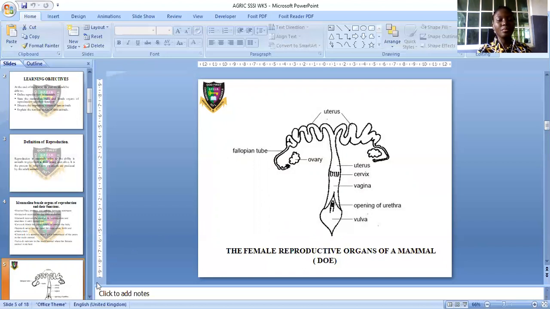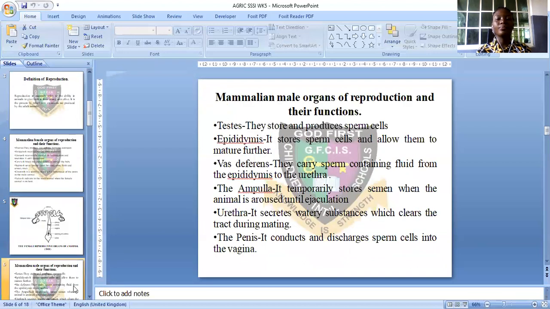Now let's see the mammalian male reproductive organs and their functions. We have the testes. The function is that they store and produce sperm cells, the spermatozoa. Then we have the epididymis. It stores sperm cells and allows them to mature further.